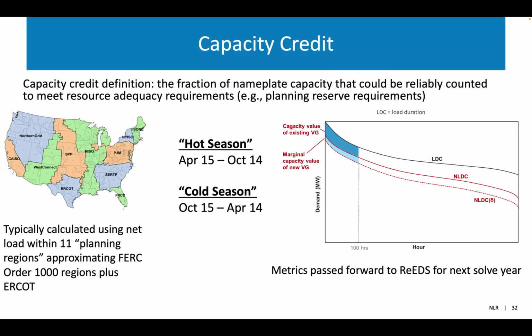Then by dividing both these values by corresponding installed capacity and the number of highest load hours, the module gets existing and marginal capacity credit of the technologies, which are the metrics that are passed on to the next ReEDS solve year to inform investment decisions.